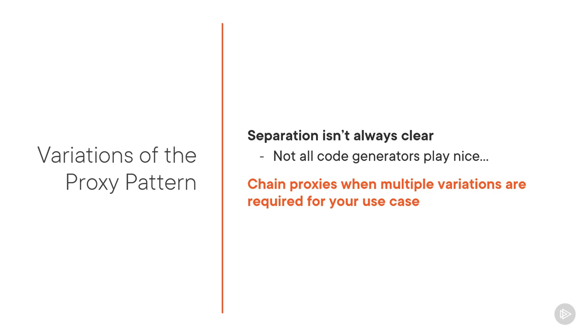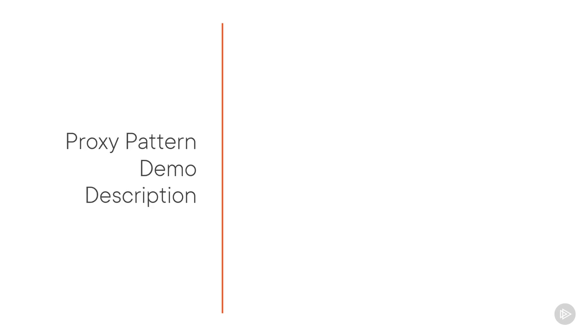These variations all have their own responsibilities and consequences. But as far as implementation is concerned, they all follow the same structure. So, what we are going to do in an example is implement two of these. We're going to implement a virtual proxy and we're going to implement a protection proxy.